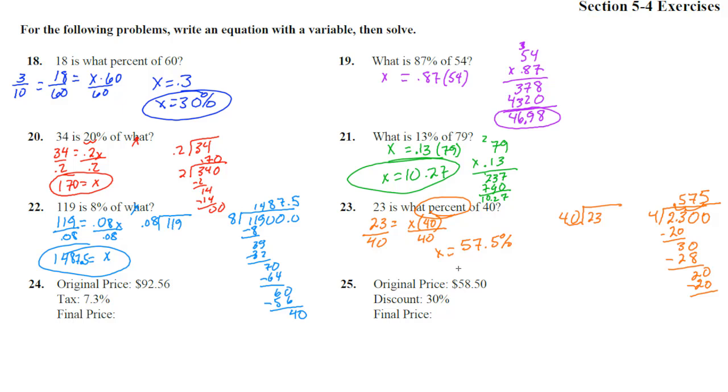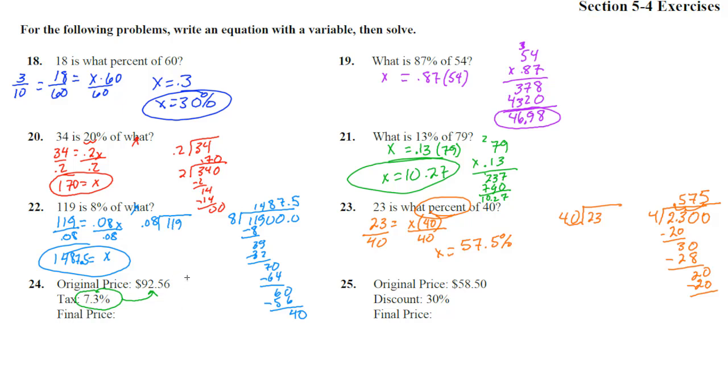And number 24. Ooh, the original price is 92.56 and the tax is 7.3%. Notice this isn't just asking us to find the tax, but we have to do that. So we're going to take 7.3% of 92.56.